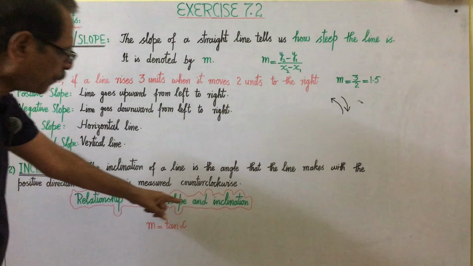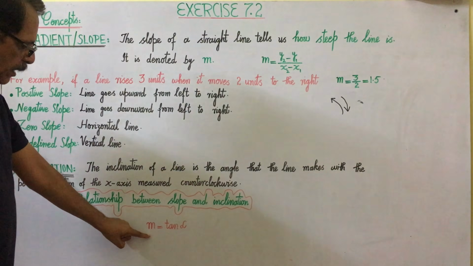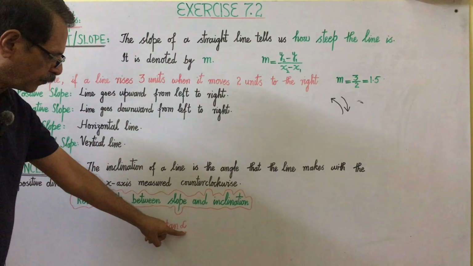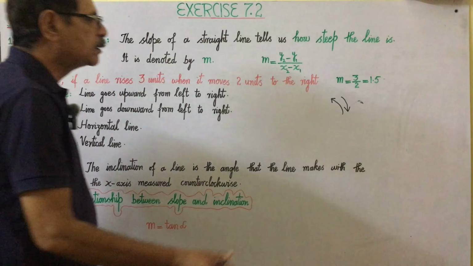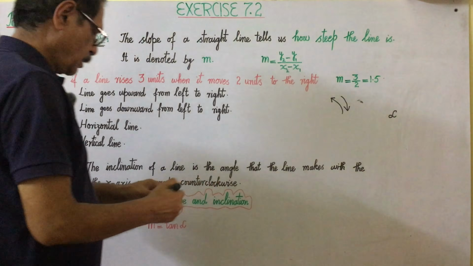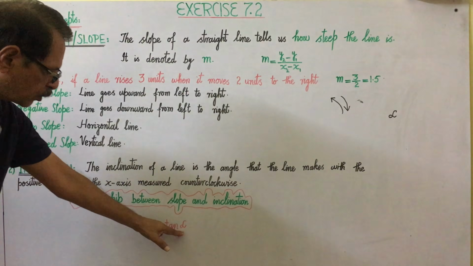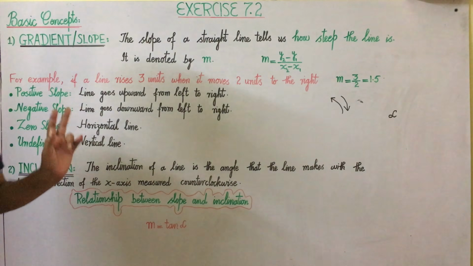Relationship between slope and inclination. Relationship is m is equal to tangent of alpha. This is alpha. Or you can say tangent of alpha is equal to m.